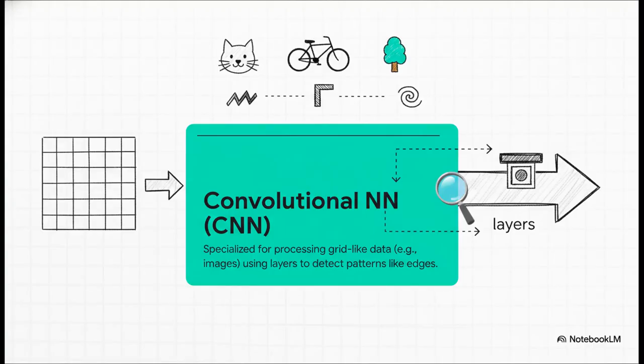And when we say grid-like data, let's be real, we're mostly talking about images. I mean, what is an image but a grid of pixels, right? The secret sauce of a CNN is its special convolutional layers. Now, these don't just look at one pixel at a time. Instead, they use these little filters, almost like a magnifying glass, to scan across the image and look for patterns.